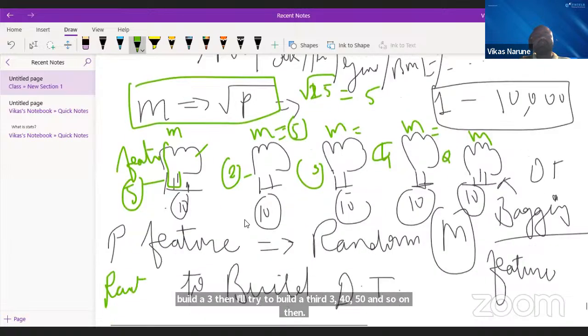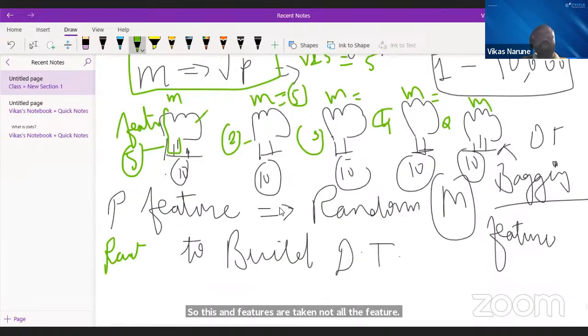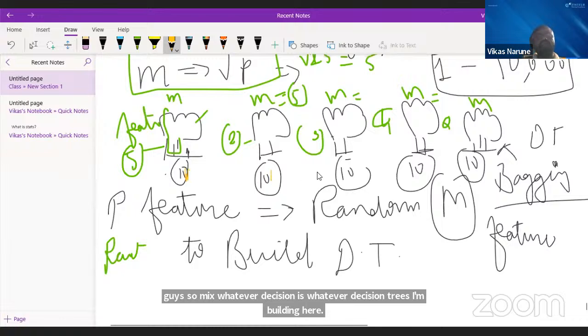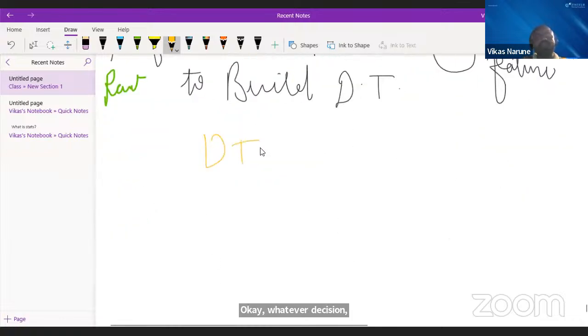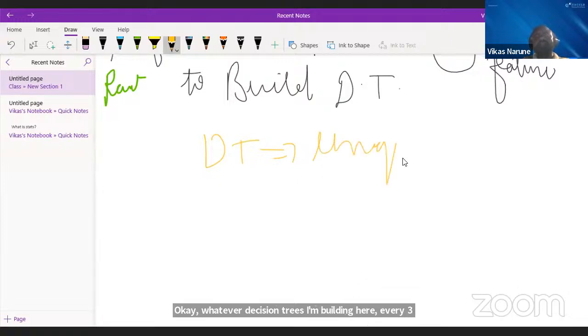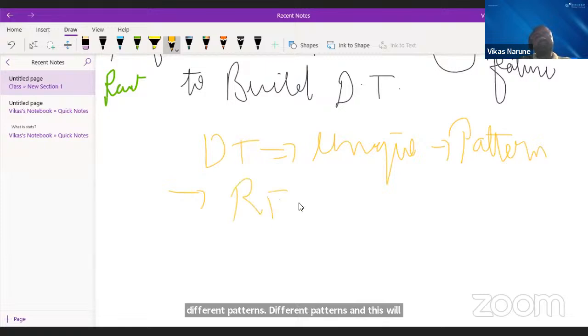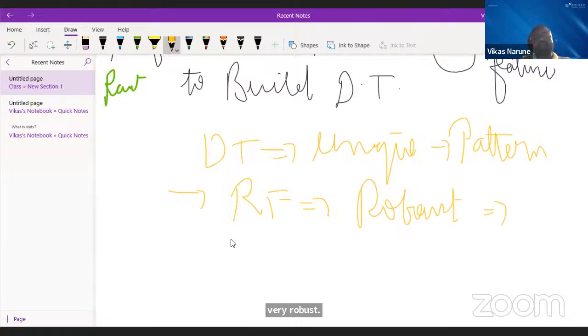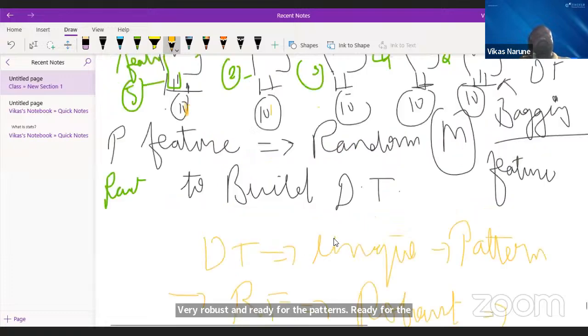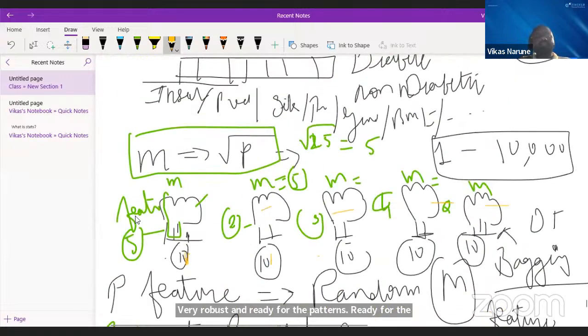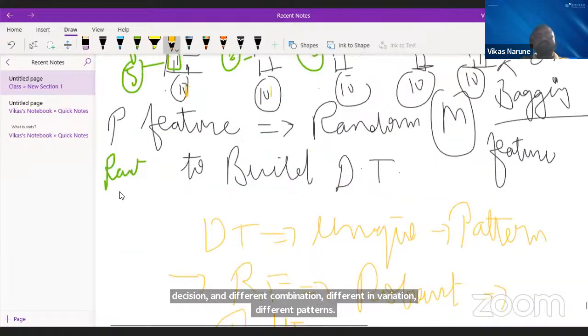So these m features are taken, not all the features. Why are we doing this? Whatever decision trees I am building, every tree is unique, and every decision tree will find different patterns. This makes my entire random forest algorithm very robust and ready for the patterns, because every time I build a different tree with a different combination, variation and pattern. That makes random forest very special.